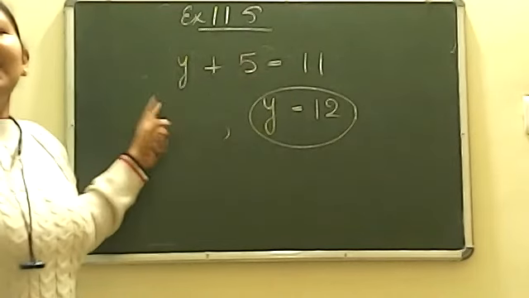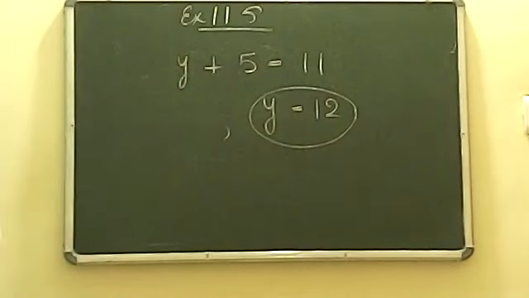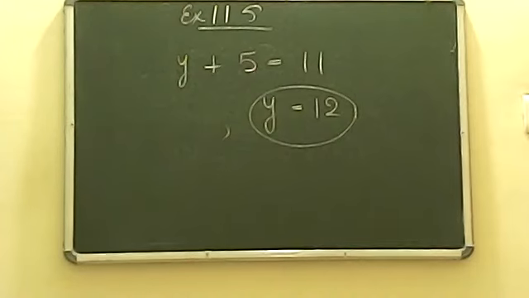So what is the correct answer of this equation? Can you tell me? What is the correct answer of this equation? y is equal to 6. Wonderful, beta. Absolutely right. So this is all about question number 2 of your NCERT.